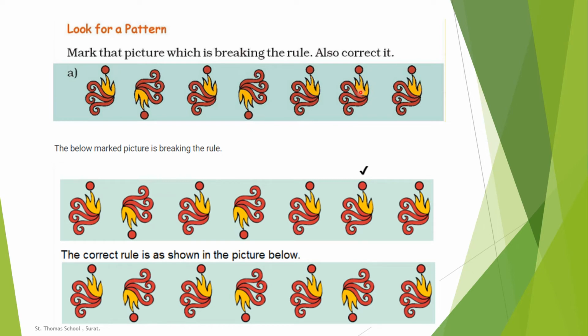Clear? So you have to mark it like this. You can see below I have just marked it. You have to put a tick, and you have to show the correct rule. So what is the correct rule? You can see up, down, up, down, up, down and up. Clear? Like this it is going on. So you have to mark it. This you have to do in your school notebook. Clear with this, everyone?